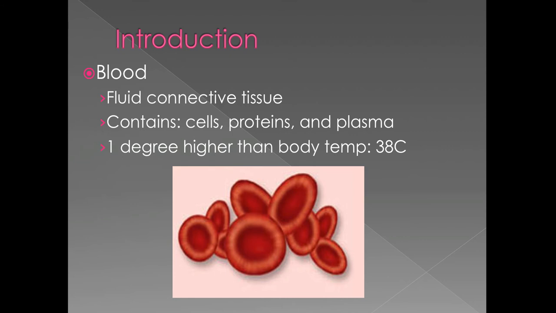All right, let's begin with blood. Blood is a fluid connective tissue, as you already know. Because it is a connective tissue, it contains cells, proteins, and a ground substance we refer to as plasma. On average, blood is kept 1 degree higher than body temperature, so instead of being at 37 degrees Celsius, it's kept at 38 degrees Celsius. And this contributes to one of the functions of blood.